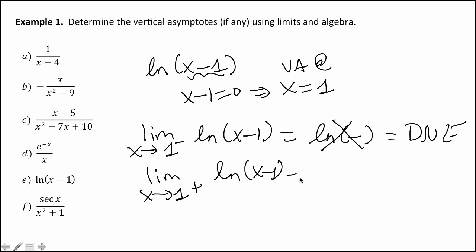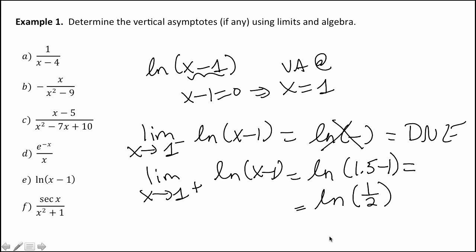Now if you do it from the right side, you're going to plug in a number just to the right of 1, such as 1.5. Let's go ahead and plug in 1.5, for example. Here we get natural log of 1.5 minus 1, or 0.5. Remember, natural log of 0.5 is the same thing as natural log of one half. Now you may know that if you have a value here that is less than 1, you're going to get a negative log. That's because of the following property.